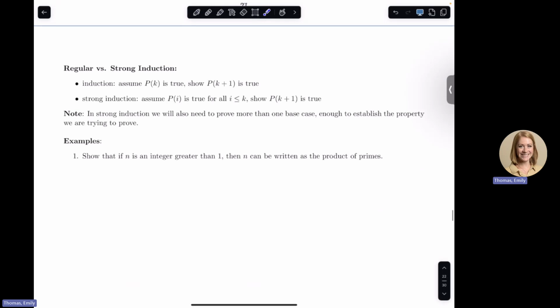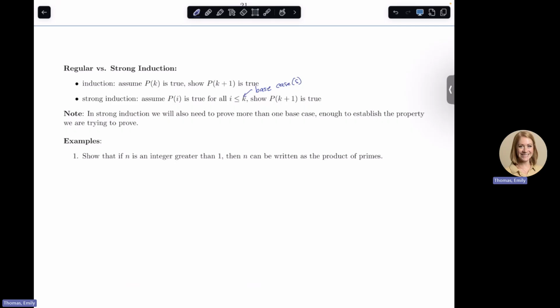So regular induction, you assume P of K is true. So assume it's true for some K, show it's true for K plus 1. Strong induction, you assume it's true for all I's up to some K. This K is your base case. And then you're going to show it's true for K plus 1. A lot of times in strong induction, especially if it's defined recursively, you have to step back, you have to prove enough base cases to establish a property, so you're not going to have just one base case necessarily.